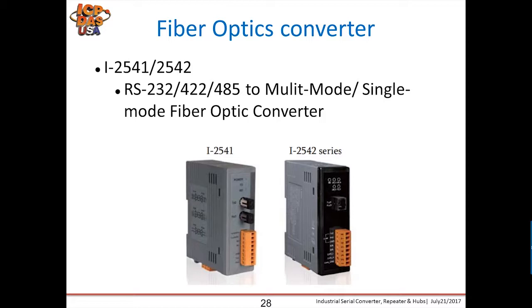The I-2542 series fiber converter supports wavelength division multiplexing technology that allows two independent data communication channels to transmit and receive over one standard single mode or multi-mode fiber optic line. It not only doubles your existing bandwidth, but also effectively reduces the cost of creating new fiber optic infrastructure.